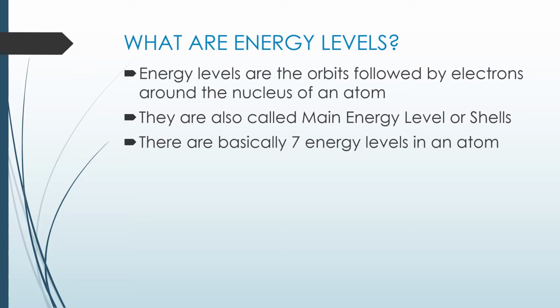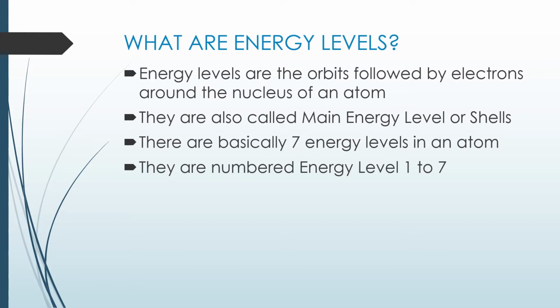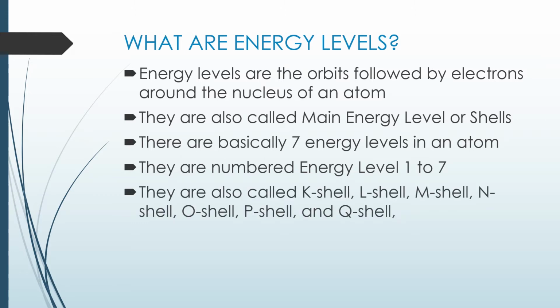There are basically 7 energy levels in an atom, and they are numbered from energy level 1 to 7. They can also be called shells. We have the K, L, M, N, O, P, and Q shells. In these orbits, there are also sublevels of energy.